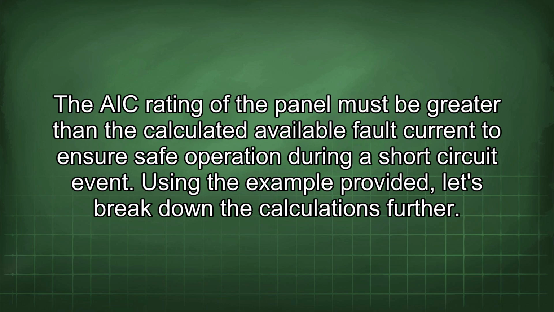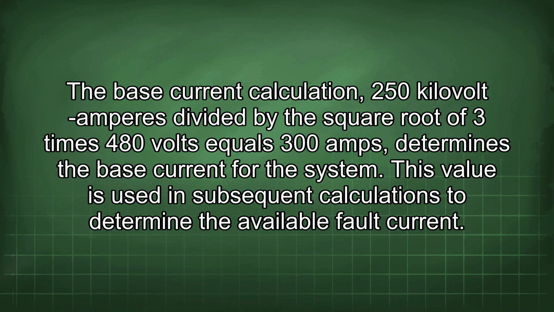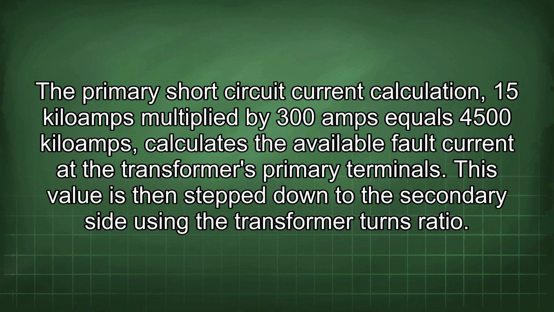Using the example provided, let's break down the calculations further. The base current calculation, 250 kVA divided by the square root of 3 times 480 volts equals 300 amps, determines the base current for the system. This value is used in subsequent calculations to determine the available fault current. The primary short circuit current calculation, 15 kA multiplied by 300 amps equals 4,500 kA, calculates the available fault current at the transformer's primary terminals. This value is then stepped down to the secondary side using the transformer turns ratio.